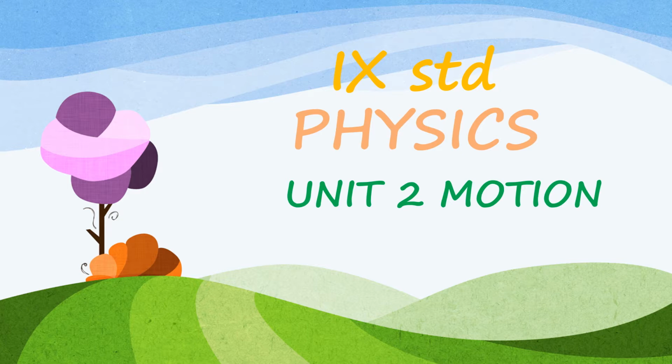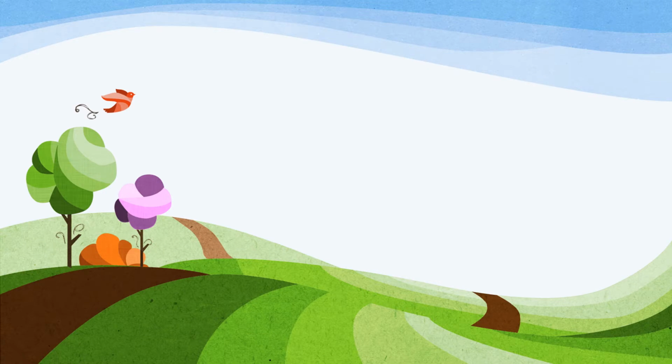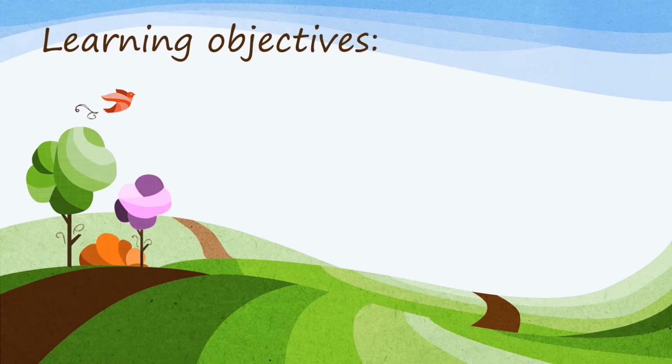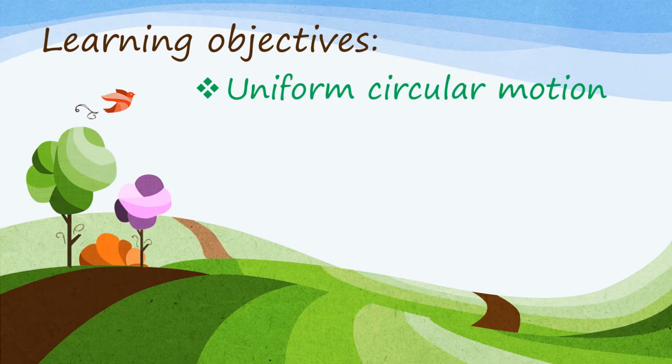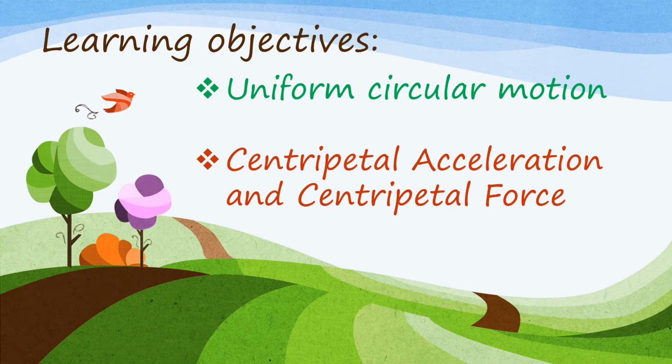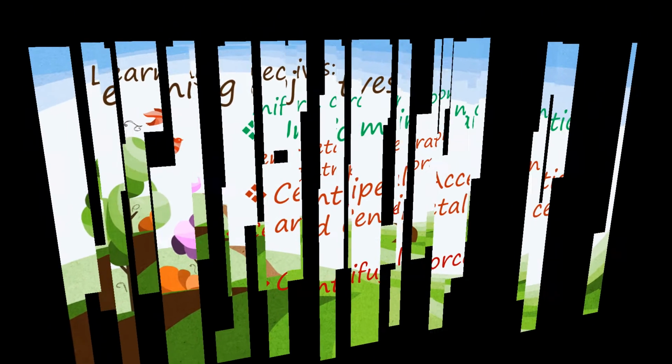Hello students, in this video we are going to see Unit 2 Motion. Today our learning objectives are uniform circular motion, centripetal acceleration and centripetal force, and finally centrifugal force. First we are going to see uniform circular motion.